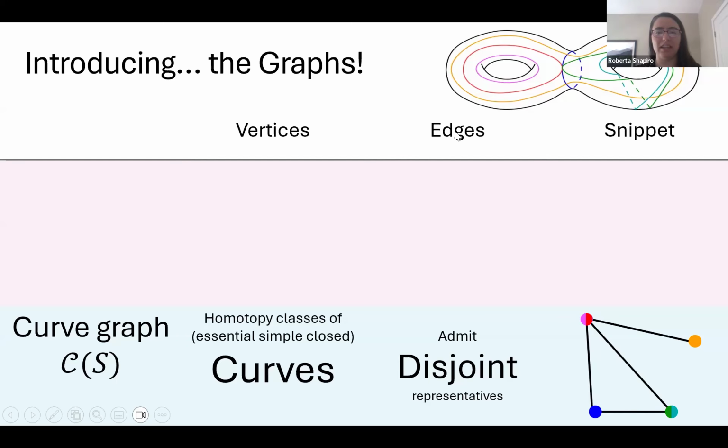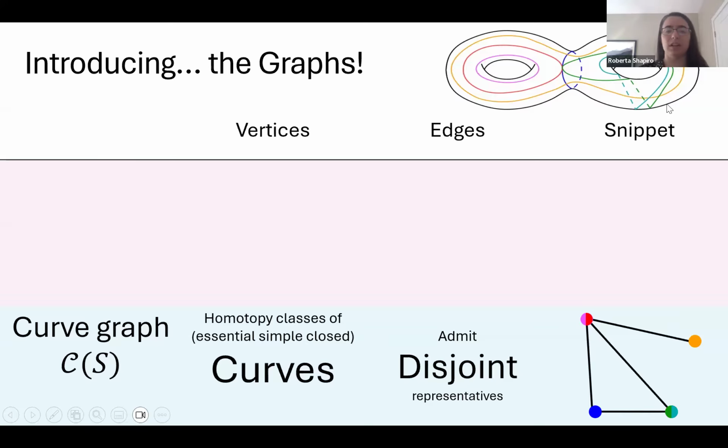All right. Then what does it mean for two homotopy classes of curves to be connected by an edge? Two homotopy classes are connected by an edge when they admit disjoint representatives. For example, in the picture up here, we have a pink curve that I'm pointing to and a red curve that I'm pointing to. They are homotopic, so they correspond to the same vertex in our graph. Moreover, if we look at the red and the blue over here, they look like they intersect. However, since they can be homotoped to be disjoint, they are actually connected by an edge.